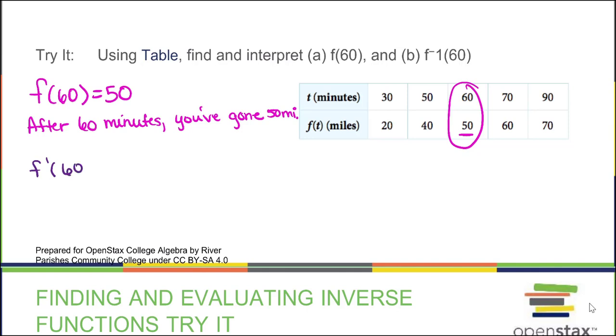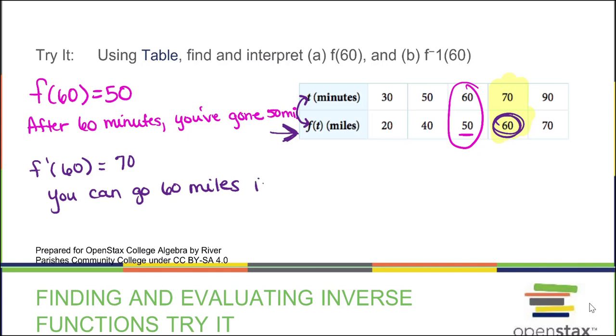All right, so now we're going to do the inverse, f inverse of 60. To do this, basically what we're doing is we're flip-flopping what we're considering the input and the output variables. So at this point, the input variable is now the miles instead of the minutes. So for 60, the output would be 70. So f inverse of 60 equals 70. So that means you can go 60 miles in 70 minutes.